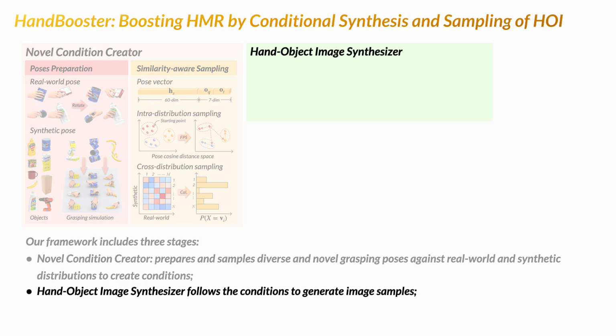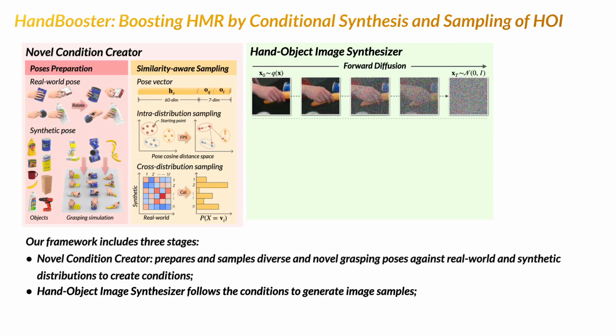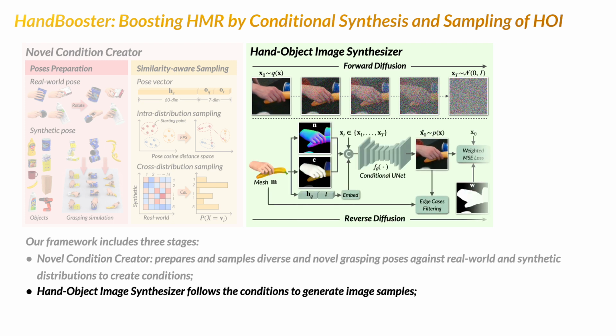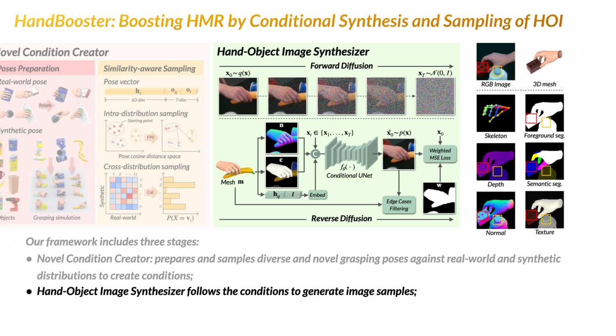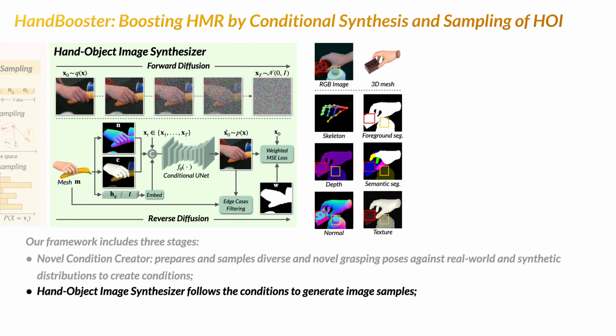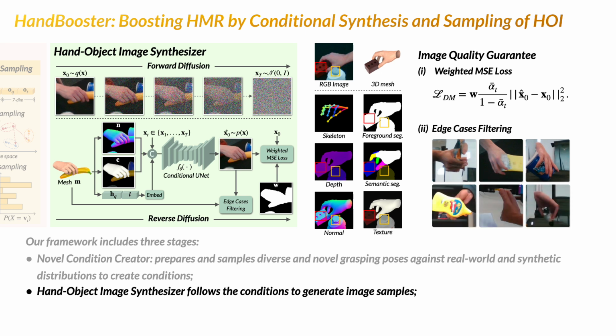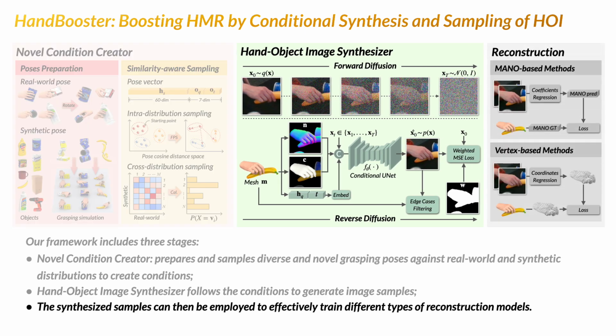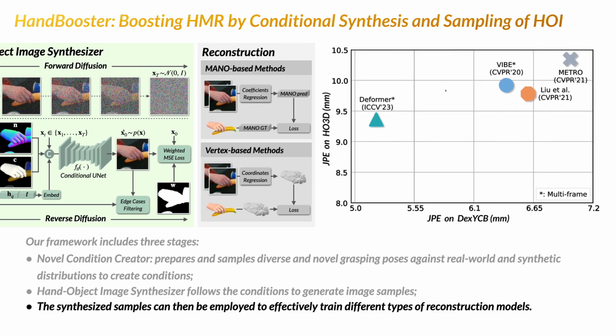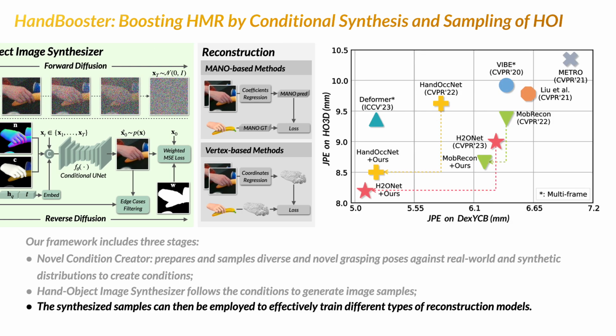Given hand-object interaction poses, we design the diffusion-based synthesizer to generate corresponding RGB images. We use the normal and texture conditions as they preserve more geometric and semantic information. We also design the weighted MSE loss and the edge cases filtering process to ensure the quality of the generated samples. Finally, the generated data are used to train different reconstruction models to improve their performance.